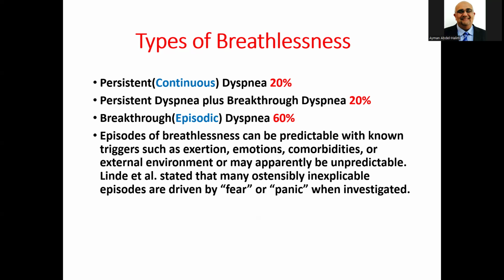To make it easy, just use the terminology persistent and episodic. I think this will be the easiest way, okay? Persistent is the continuous or the chronic, and episodic is the breakthrough. Episodes of breathlessness can be predictable with known triggers, such as exertion, emotions, comorbidities, or external environment, or may apparently be unpredictable. Lynn Detail stated that many inexplicable episodes are driven by fear or panic when investigated.